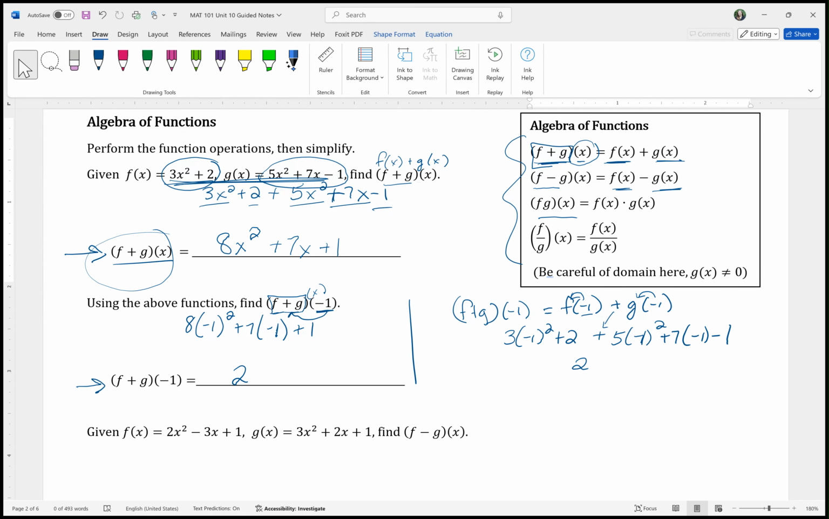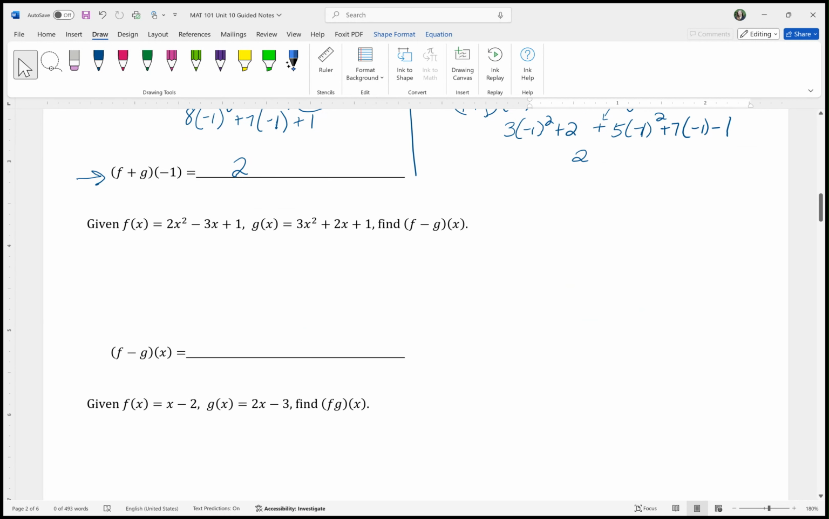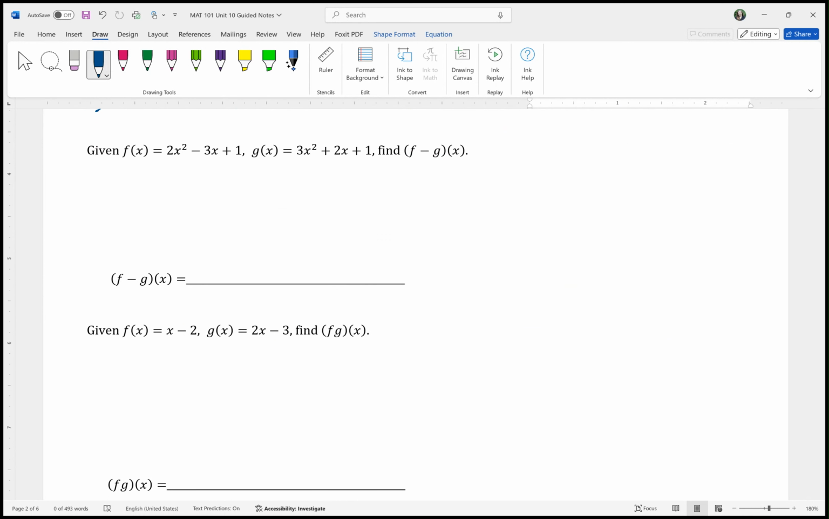We are given two different functions here. This is 2x squared minus 3x plus 1. And then we have g of x is 3x squared plus 2x plus 1. And this one says find f minus g of x. Now, I want to make a really important point here. How you do this matters. How you write this next step matters.